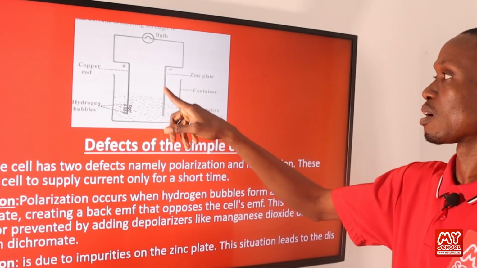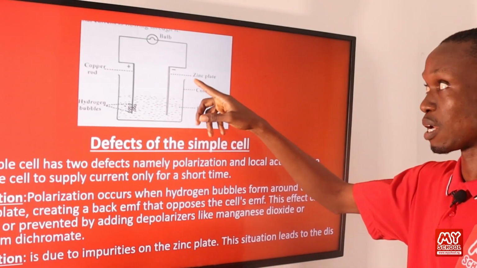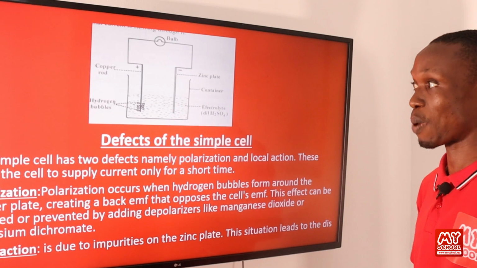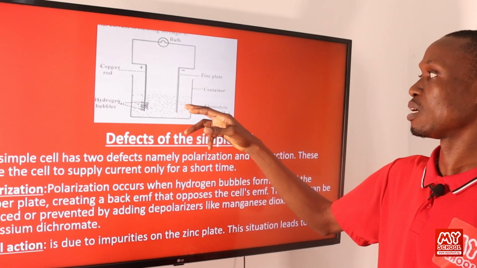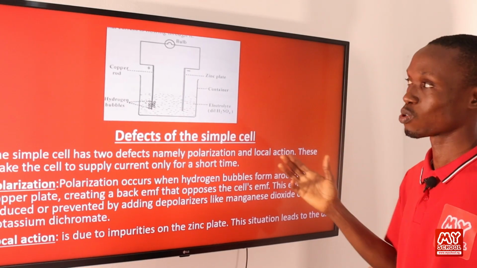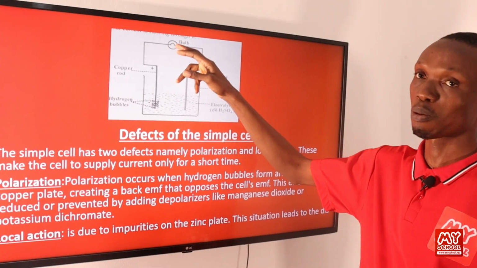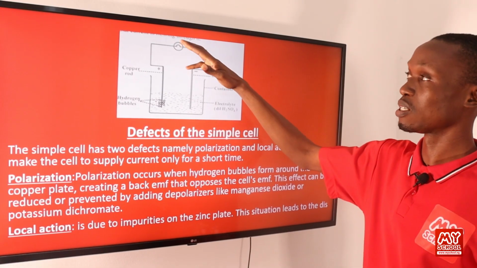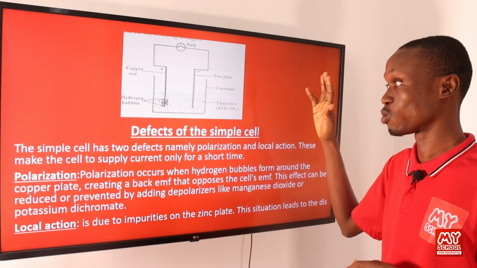This is the negative terminal, which is a zinc plate, and this is the positive terminal, which is the copper rod. While the electrolyte here is the dilute H2SO4. So whenever current is flowing, then this bulb lights. Okay, so basically when current is not flowing, then the bulb will not be on, or it will not light.